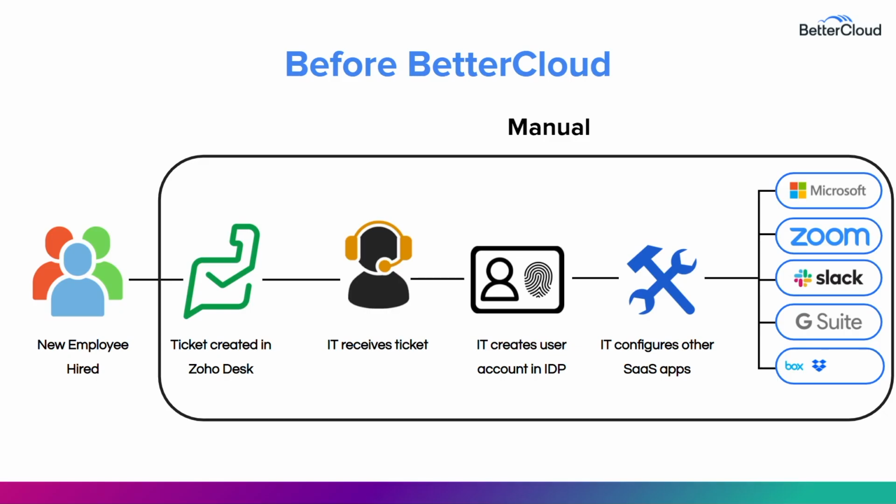So before BetterCloud, once a new employee was hired, HR would create that ticket in the ITSM, and then IT would receive that ticket. From there, IT would receive that information and create a user account in the main identity provisioning application. But not only that, numerous applications will also have to be provisioned as well, each individually. And throughout that entire process, manager approvals can come about, as well as the common use case of onboarding training that needs to be completed before that new user can gain access to other applications.